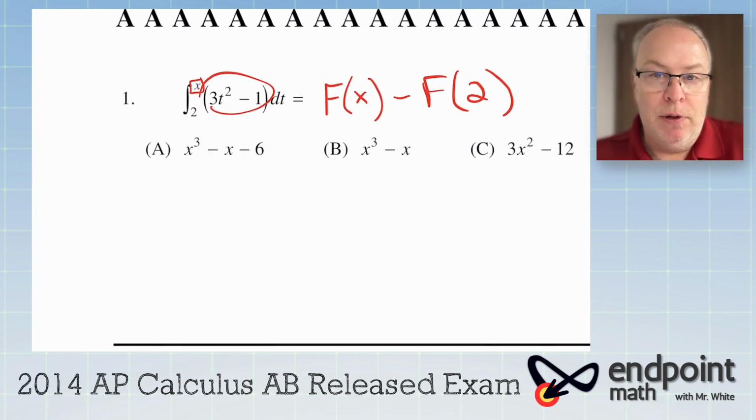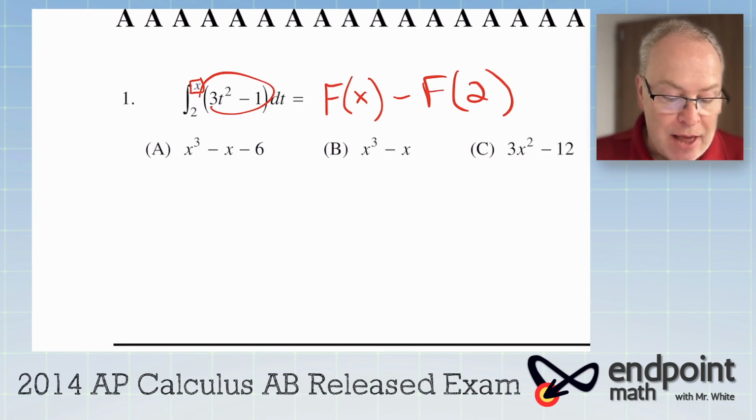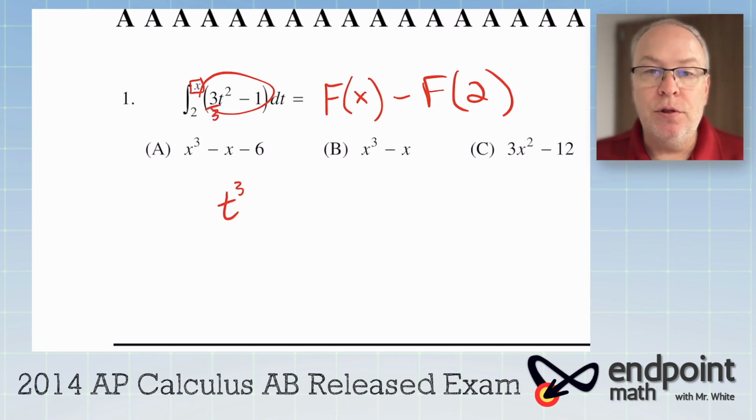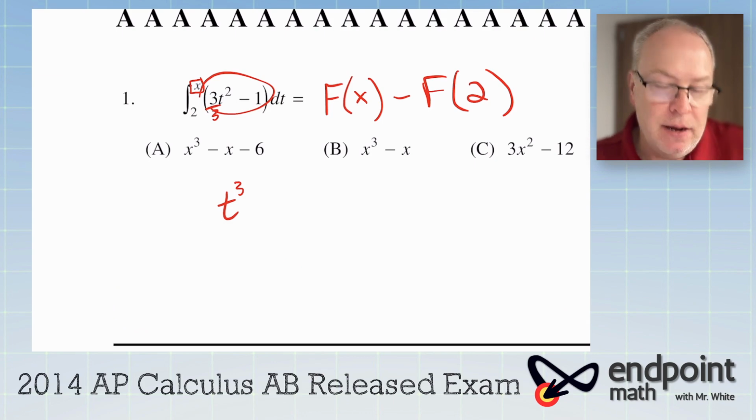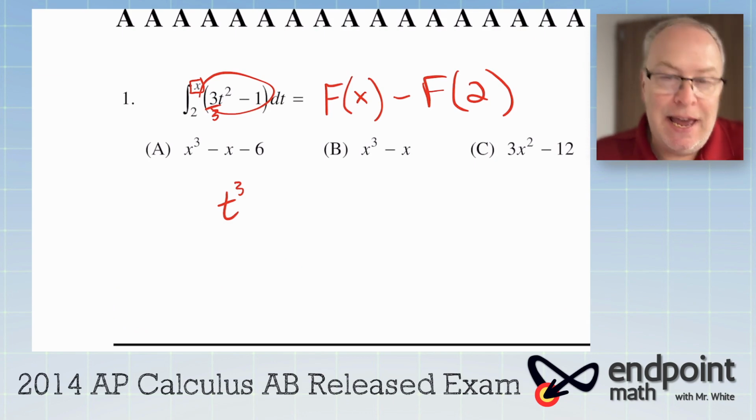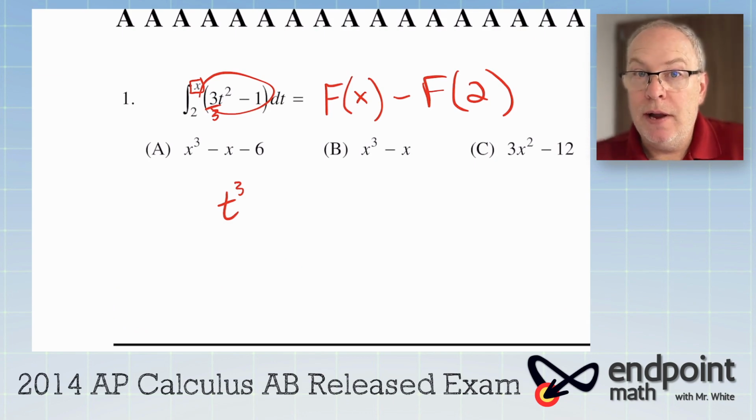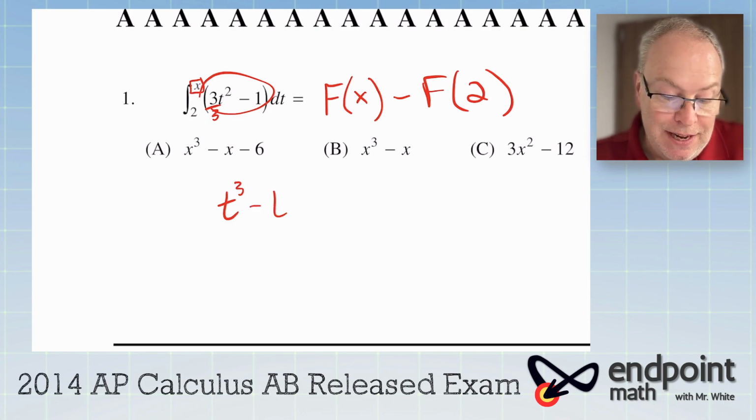So let's do that down below. We're going to do the power rule in reverse. So we add 1 to the exponent, and then we divide by the new number. So 3 divided by 3 is 1 out front, so I'm not even going to bother writing that. So t to the third there. And then the antiderivative of negative 1 is negative t. Okay, and we're going to evaluate that from 2 to x.